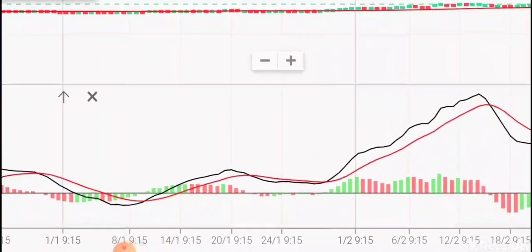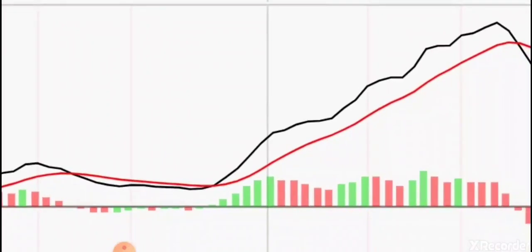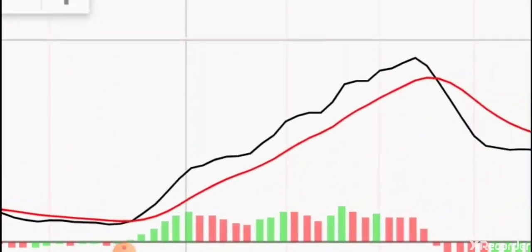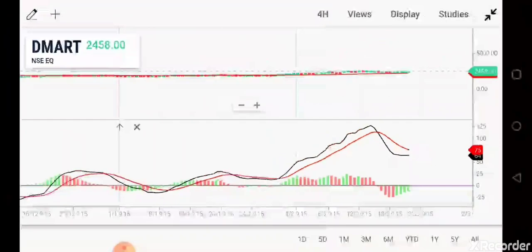Okay, you can see if you had entered here when this black line crossed the signal line, it has moved very drastically upwards, and we can book our profit at this point. So this is what is known as the MACD indicator. It is very good, and you can earn a good amount of profit using this.